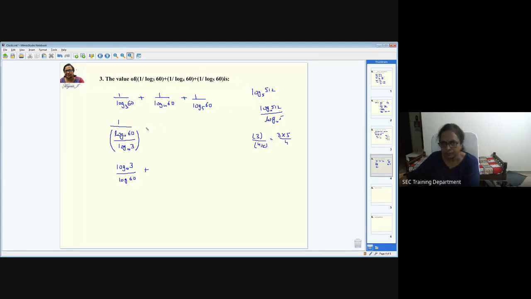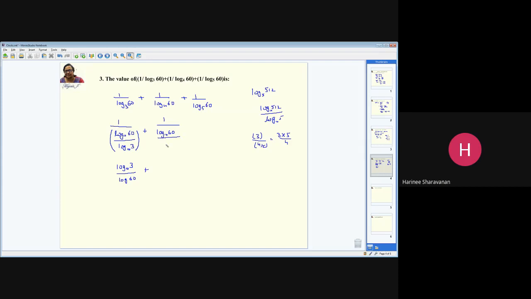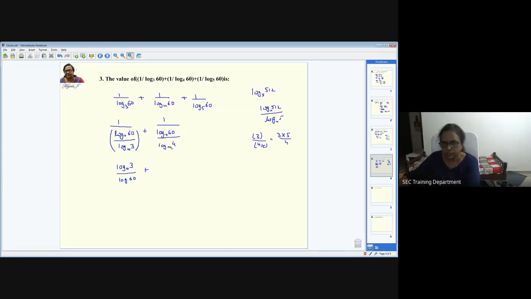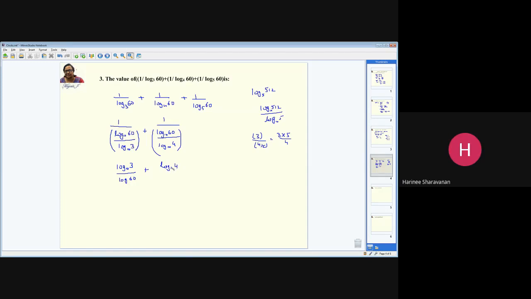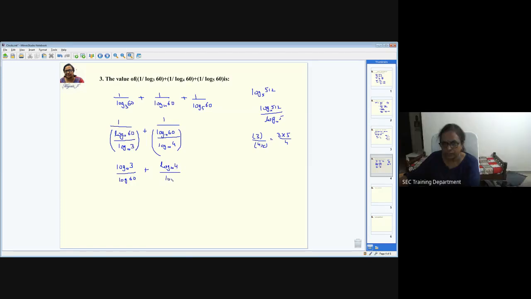Can you do the same? Yes, ma'am. This is going to be, anyone else? Can you answer? Log 60 base 10 divided by log 4 base 10. So that will become log 4 base 10 whole divided by log 60 base 10.